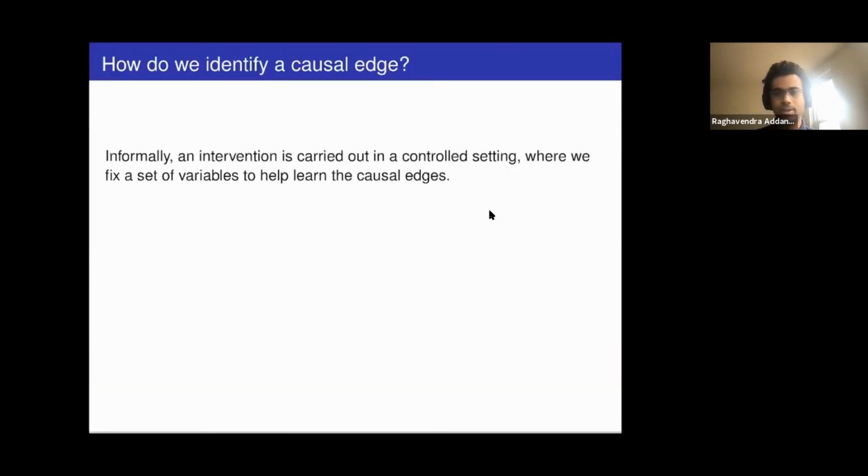So how do we identify a causal edge? As I mentioned, one can use the observations on these observable variables to recover some directions of these edges. But it's possible that we cannot recover any directions. And in that case, we need what are known as interventions. Informally, an intervention is carried out in a control setting where we fix a set of variables to certain values in their domain. And this fixing the set of variables to their values will help us learn all the causal edges. How does it help? We'll describe it, but this is the informal definition of what an intervention looks like.